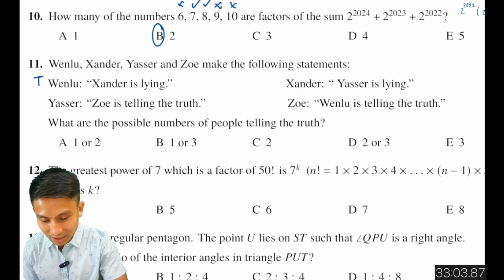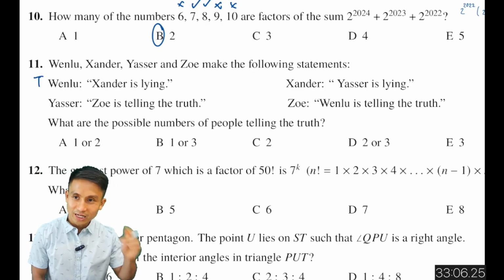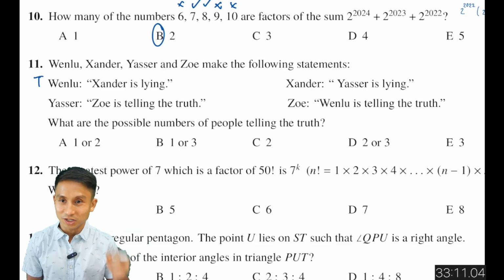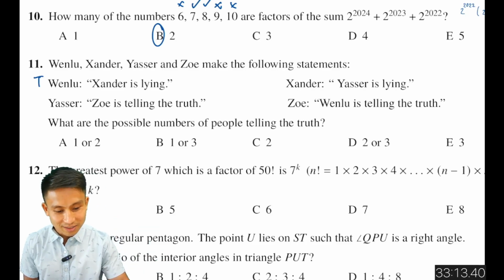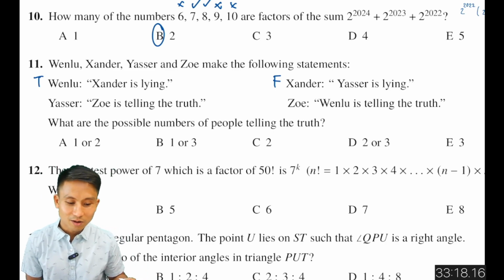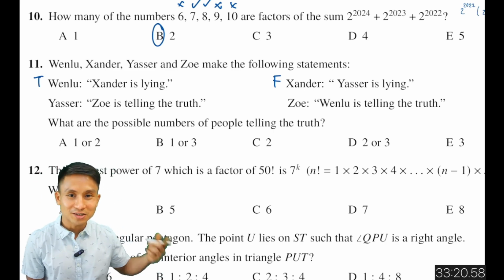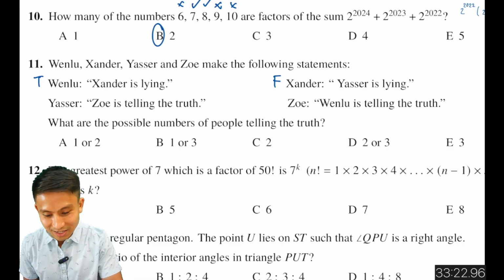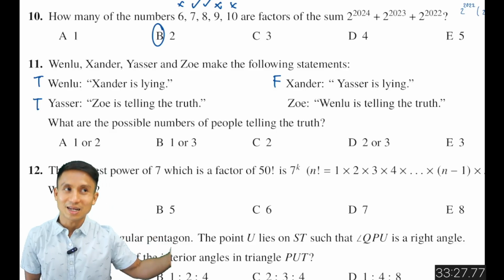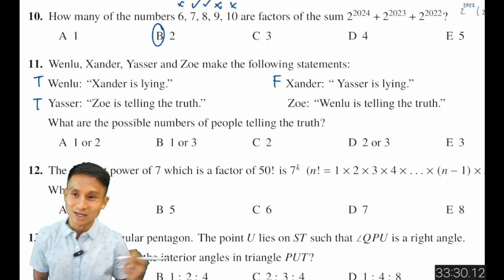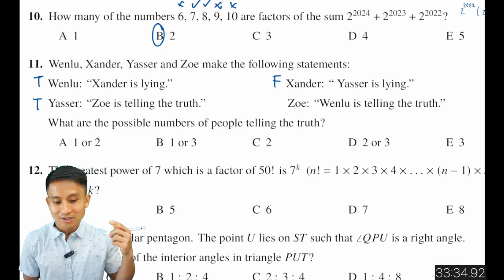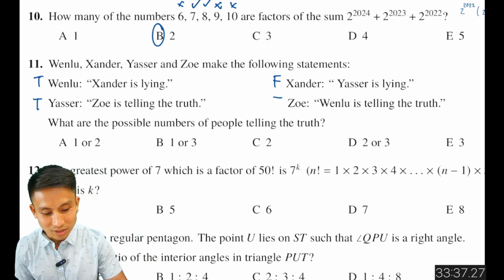So we're going to assume that Lou is telling the truth. If he tells the truth, that means Xander is lying, because that's the truth. So Xander is lying. Let's put an F here because he's lying. What is he lying about? He is lying that Yasser is lying. So that means Yasser needs to tell the truth, because the opposite of Yasser is lying is Yasser is not lying, which is telling the truth. So we put a T on Yasser there. And then Yasser says Zoe is telling the truth. Then we're going to put a T on Zoe here.